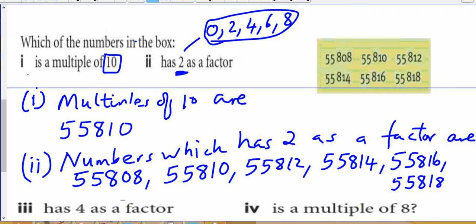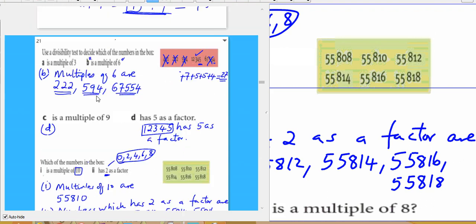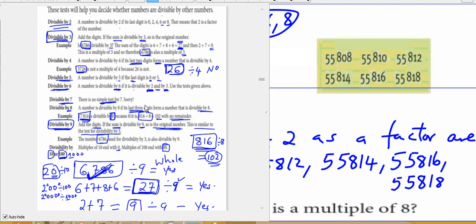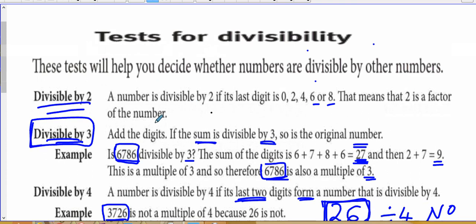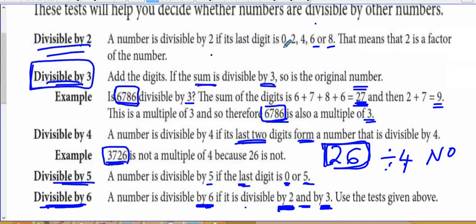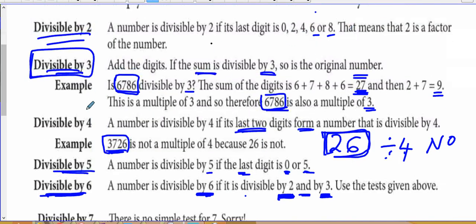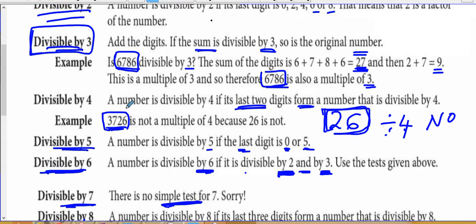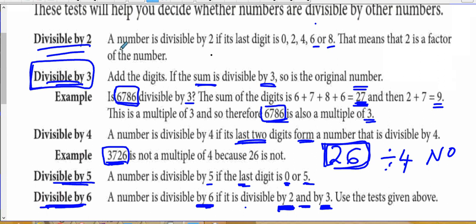Okay, what was the discussion? Let me take you back to the divisibility test page. Divisible by 2, it must end with a 0, 2, 4, 6, or 8. Divisible by 4, a number is divisible by 4 if its last two digits form a number that is divisible by 4. A number is divisible by 2 if its last digit is either 0, 2, 4, 6, or 8. Okay?